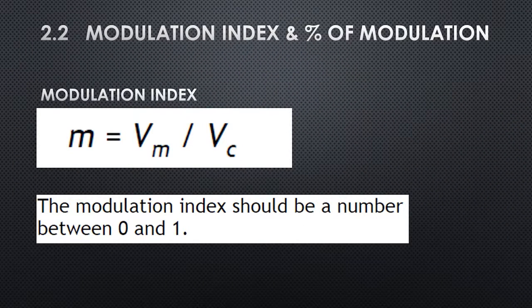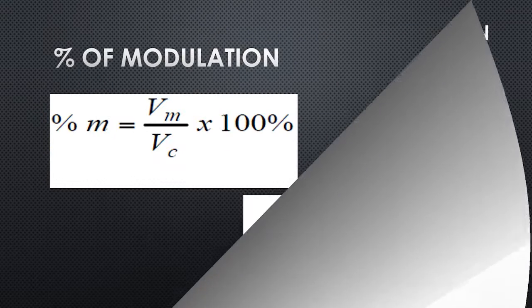Now we will be talking about the modulation index. The modulation index, M, is a value that describes the relationship between the amplitude of the modulating signal and the amplitude of the carrier signal. M is equal to Vm over Vc. The modulation index, M, is also known as the modulating factor or coefficient, or the degree of modulation. The modulation index is recommended to be between 0 and 1.